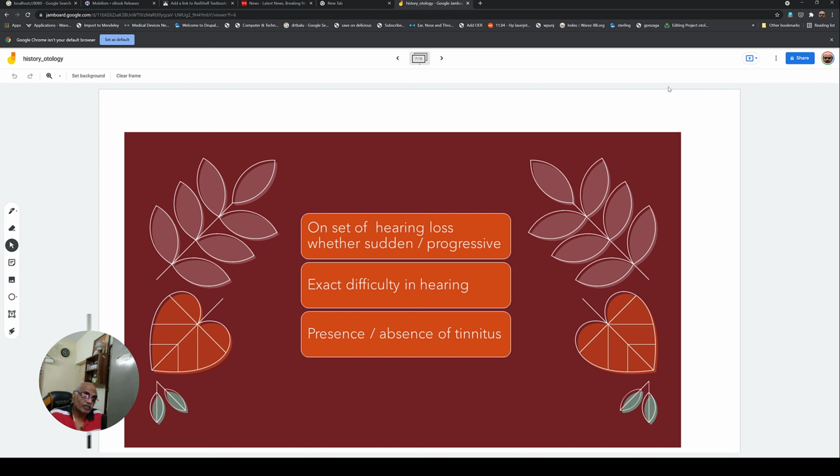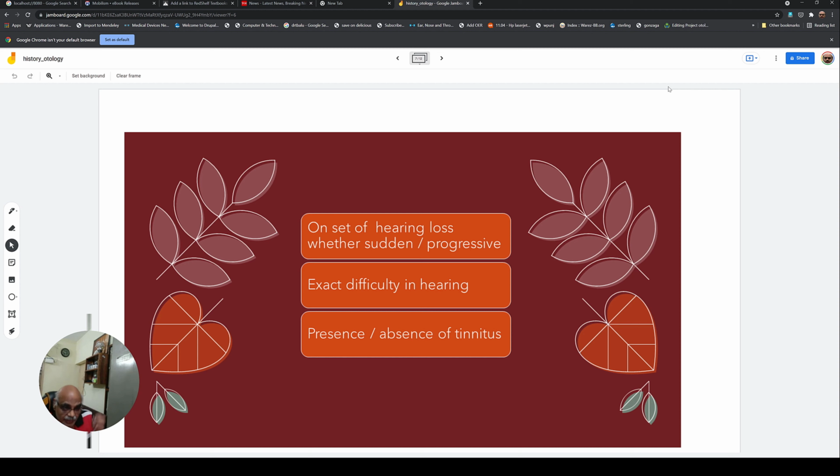In fact, even wax can cause sudden hearing loss because the patient, while attempting to remove wax, would have inadvertently pushed the wax closer to the eardrum. So such patients will suddenly say, I have a sudden hearing loss. And on persistent questioning, they may confide that the hearing loss was followed by a failed attempt to remove ear wax.